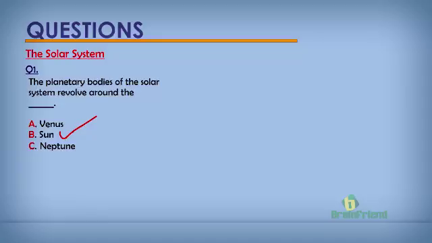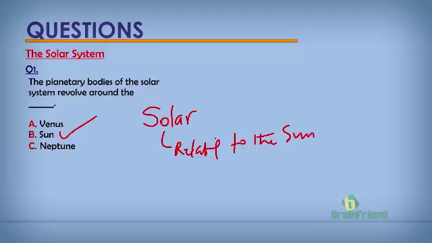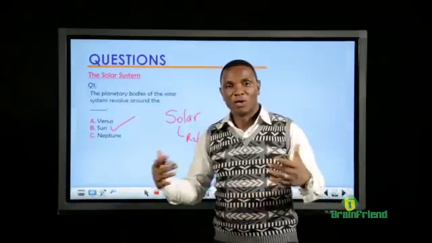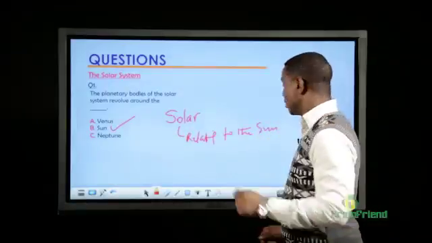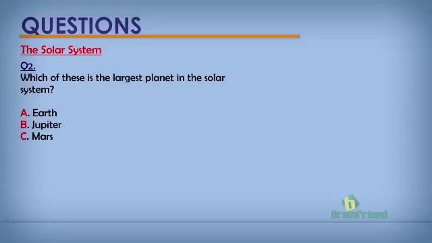Remember, we said even the word solar means relating to the Sun. So next time you hear the word solar, of course you know we're talking about the Sun. Let's take our next question. Which of these is the largest planet in the solar system? A says Earth, option B, Jupiter, and option C, Mars. What do you think is the correct answer?